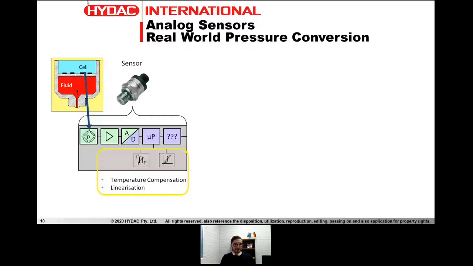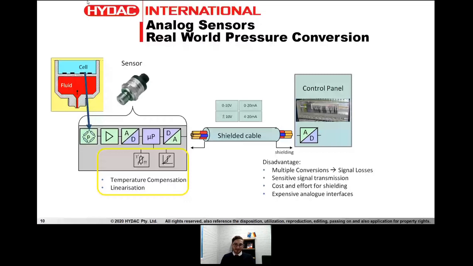So now we've converted the real-world value, or the real physical property, into the microprocessor of the sensor. So we've gone from analog to digital. Now we have to convert it back into analog to send it to a PLC. And we send a signal via cable or shielded cable, and then we can use one of the analog values, for example, a 0 to 10 volt or a 4 to 20 milliamp output.